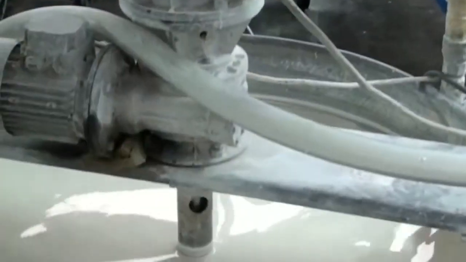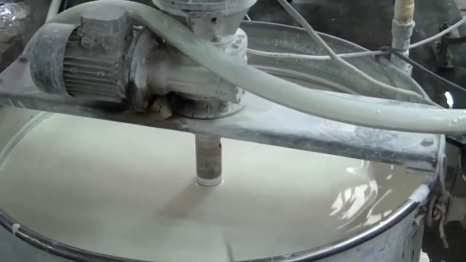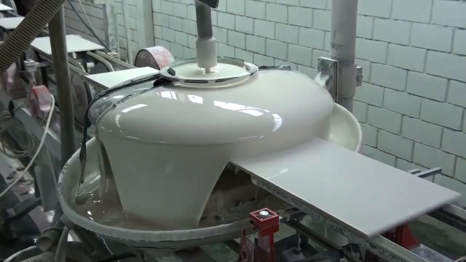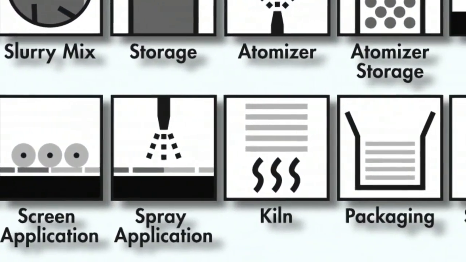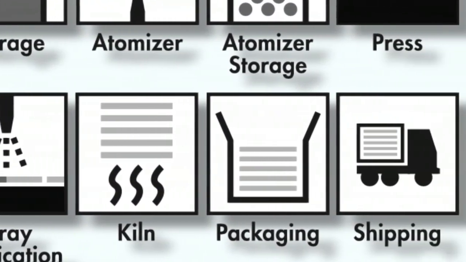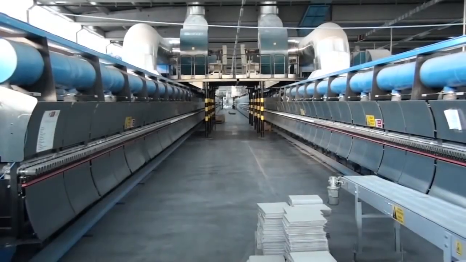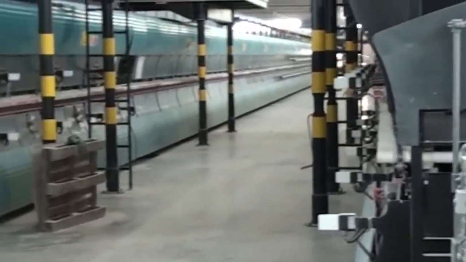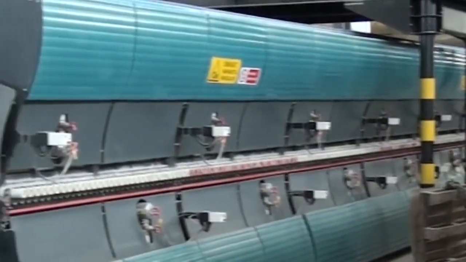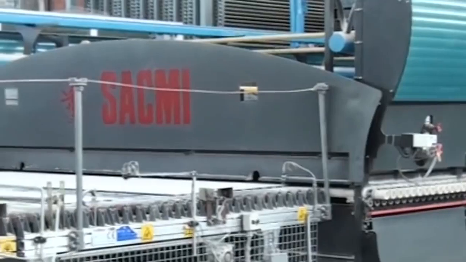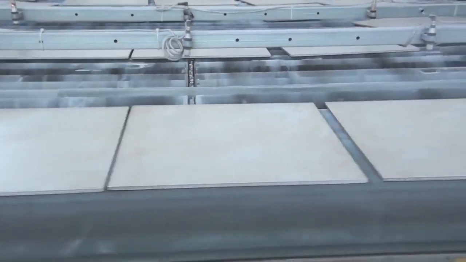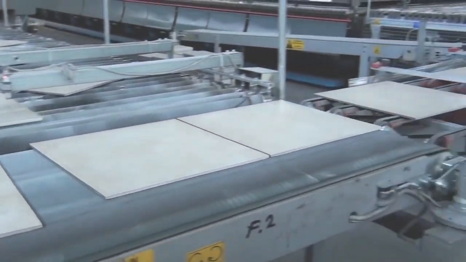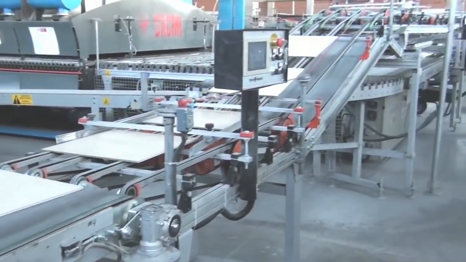Glaze is essentially a glass-like substance and is applied to the surface of the tile by spray, waterfall, screening, or dry glazing methods. After the glaze is applied, the tile is fired in the kiln. There are different types of kilns, but the roller hearth kiln seen here is by far the most efficient. Temperatures in this type of kiln can reach as high as 1190 degrees Celsius. The kiln solidifies the glaze and removes all residual moisture in the ceramic.